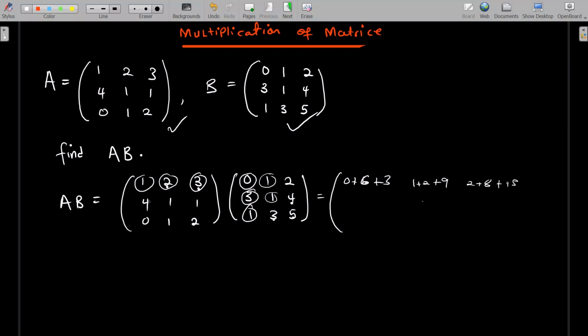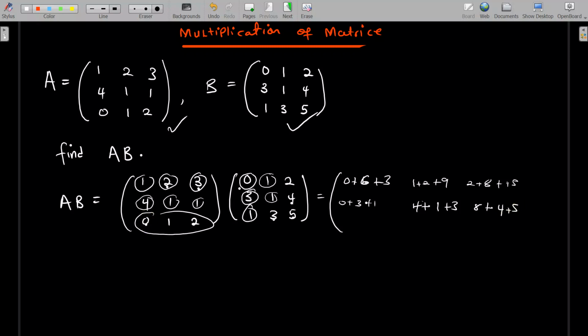Now I go to the second row. I pick 4 times 0, which is 0, plus 1 times 3, which is 3, plus 1 times 1, which is 1, right? So I'm going to do that for all of them. Now if I do the second row times the second column, I'm going to have 4 plus 1 plus 3, and then that same second row times the last column, and that's going to give me 4 times 2, which is 8, plus 1 times 4, which is 4, plus 1 times 5, which is 5. And then I do that for the last row. So I'm taking them row to column like that.